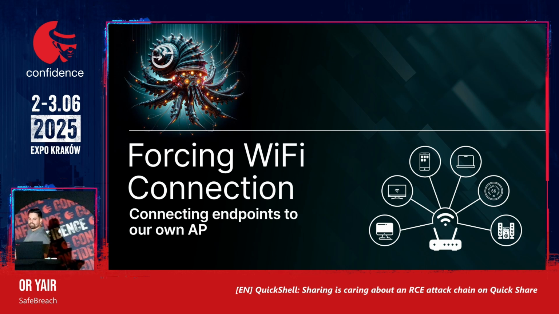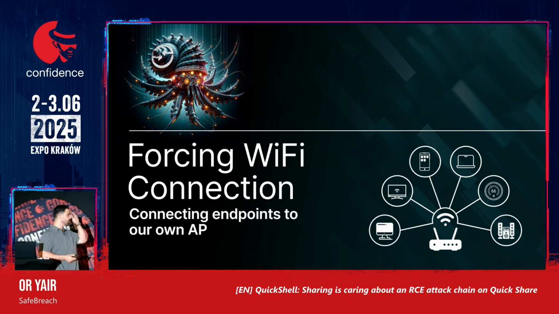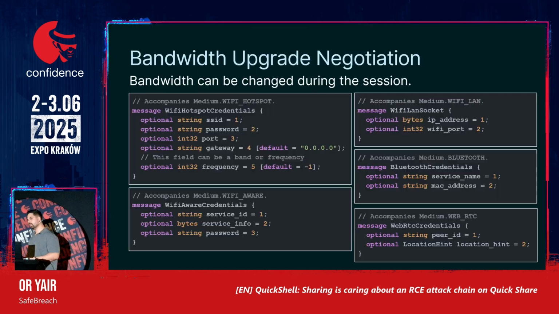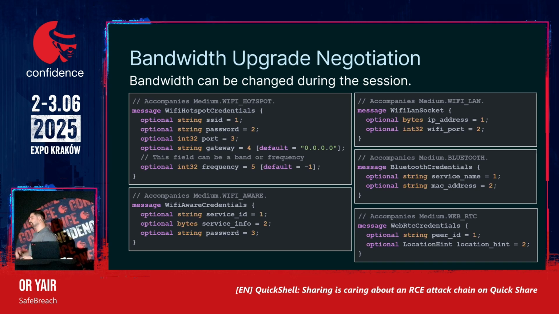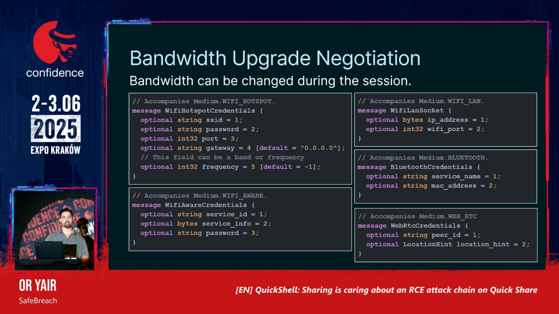Okay. Now to the second vulnerability that we found, which is forcing the victim to connect to our Wi-Fi access point. But in order to understand this vulnerability, we must understand what Quickshare names as bandwidth upgrade negotiation, which is both a type of a packet and a name of a process that happens in Quickshare.